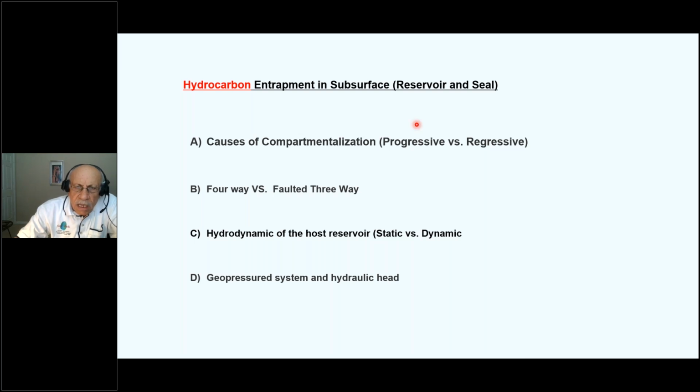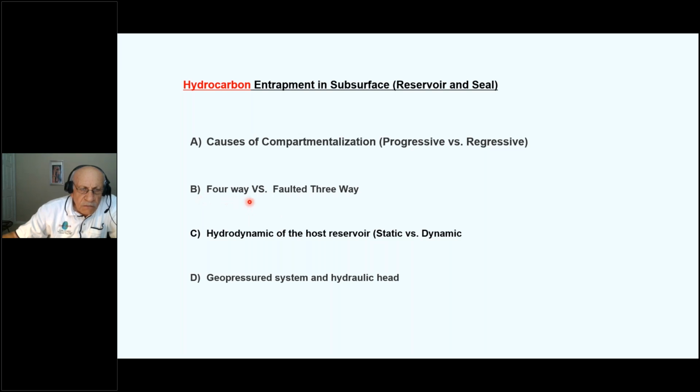Compartment in our business, in the oil and gas business, the compartment definition is to receive hydrocarbon, keep it for 10 million years, 15 million years, and then when we drill to it, it delivers. That's a compartment. Some of these compartments do breach, and do not keep all the hydrocarbon. So we're going to see how we can predict or see it sometimes. Is it progressive or regressive?